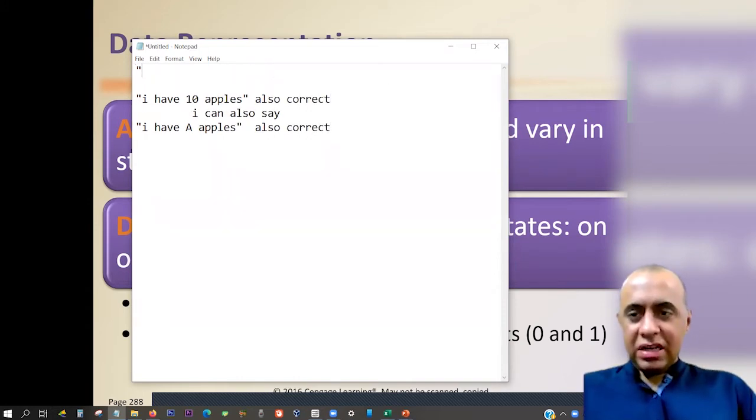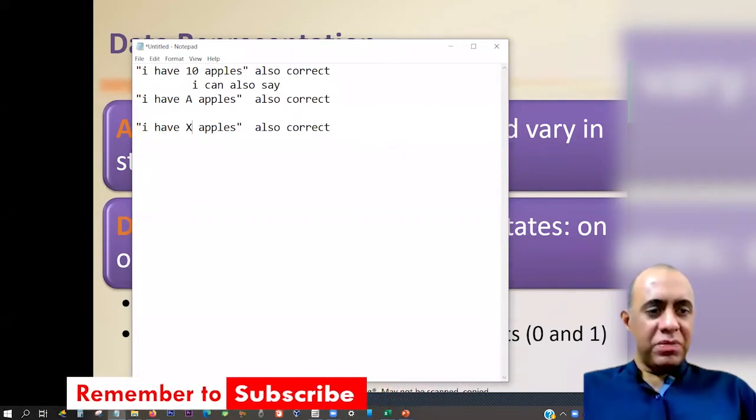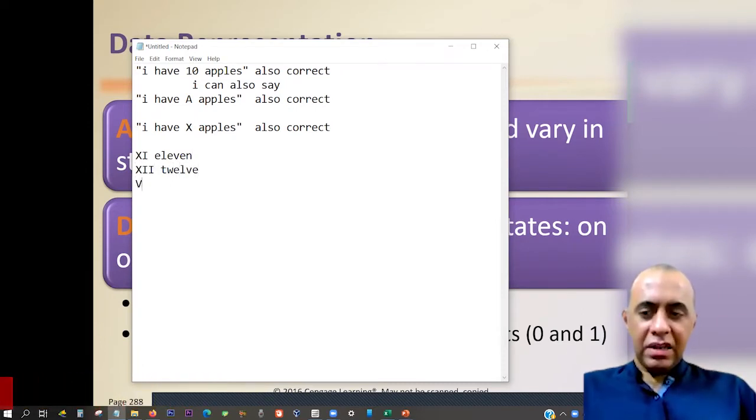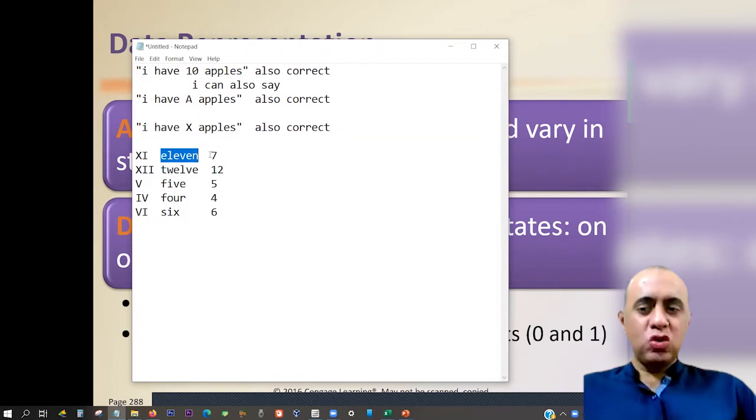There's another example that I say, so you are more familiar with this statement. I guess you guys should be more familiar with this, that I have, you know, X apples. Do you guys know Roman numbering? So this is 11, and this is 12, and this is 5, and this is 4, and this is 6, right? I hope you guys remember. So although we are able to write these things in a simpler way like this, or like this, or like this, or this.